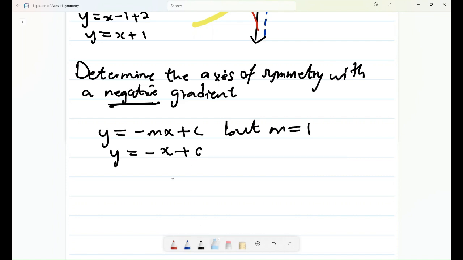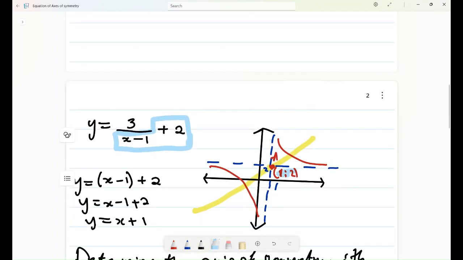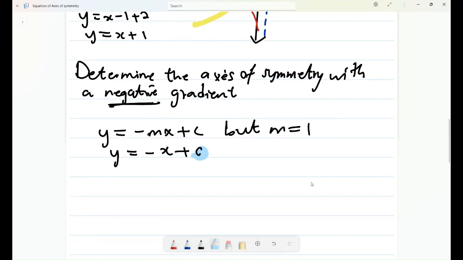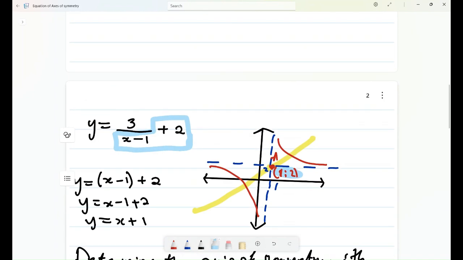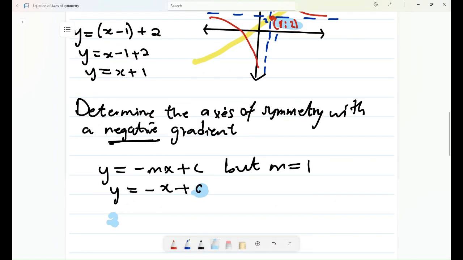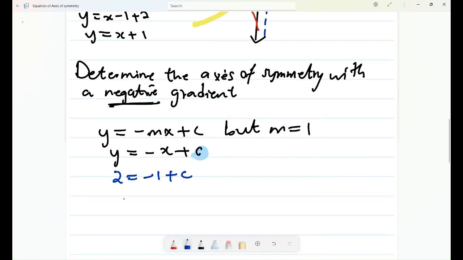Again, so now how do I find the value of c? To find the value of c, I have to substitute the coordinates of the asymptotes. Yes, asymptotes. In this case, what is my y? My y is negative 2. What is my x? My x is 1, plus c. Therefore, what is my c? Therefore, my c is equal to, when I take this to the other side, 3.